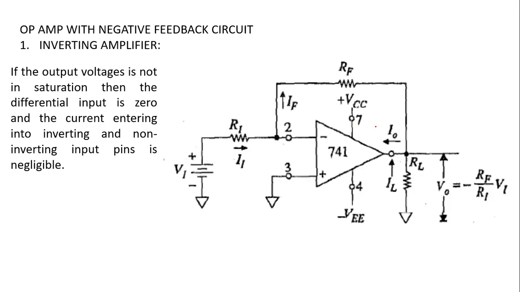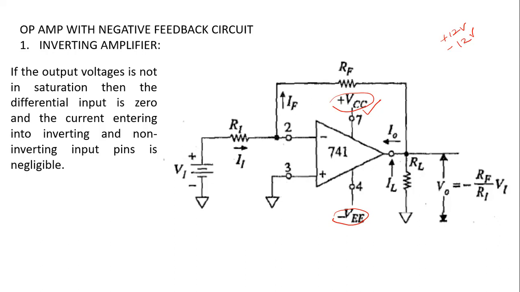And here again, pin number 7 is connected to the positive power supply, denoted as plus VCC. This plus VCC is usually a 12 volt supply, and pin number 4 is connected to the negative power supply, denoted as minus VEE, which is minus 12 volt. As I already mentioned earlier, this op-amp has about 22 transistors inside this integrated circuit, and in order to operate those transistors, this DC power supply is provided.